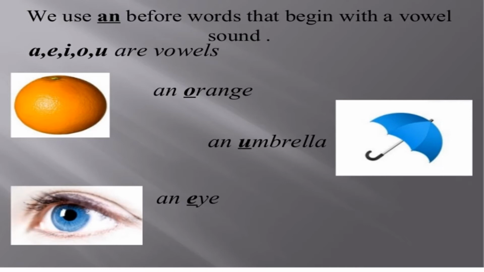An orange, an umbrella. You don't go by the vowel letter; you take only the sound, like the vowel sounds A, E, I, O, U. An orange, an umbrella, an I.